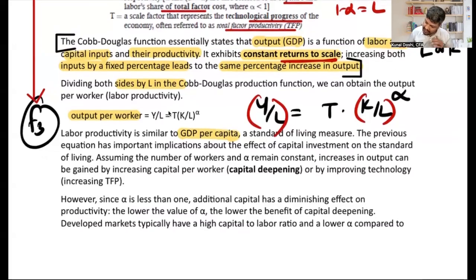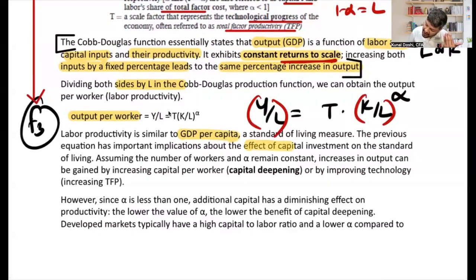Okay. The previous equation has important implications about the effect of capital on the standard of living. First, we will discuss the effect of capital on the GDP growth rate. As I said, just by increasing the labor, your GDP might grow, but not at a higher rate. You cannot increase the labor all of a sudden by just making immigration free. That is not sustainable. So output per worker should increase, and that can happen due to capital or technology. We'll discuss both.